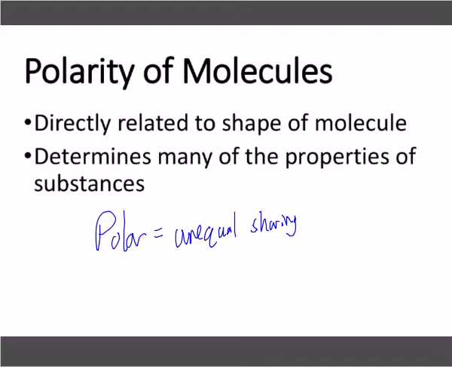So if something is polar in terms of its molecular shape, one part of the molecule is going to have more electrons. So it creates that slightly negative charge, and the other side would be a slightly positive charge. That's where we get those intermolecular forces that we'll talk about later on in the year.